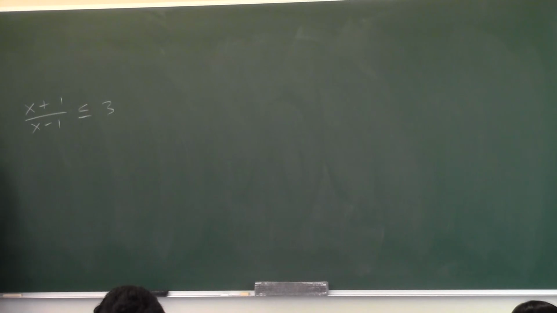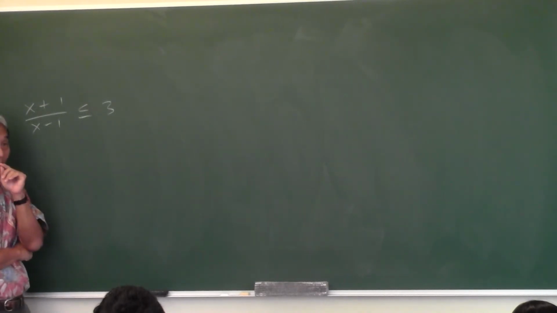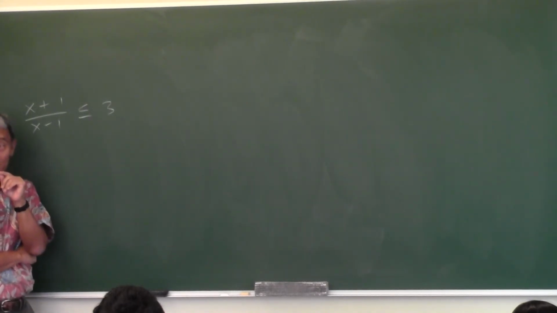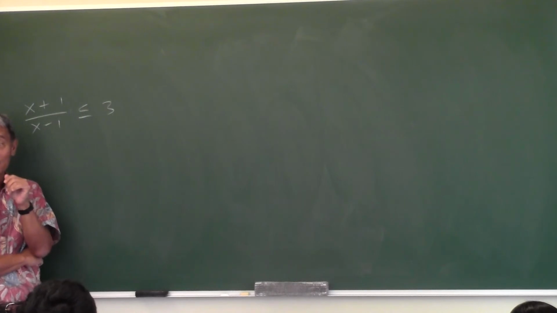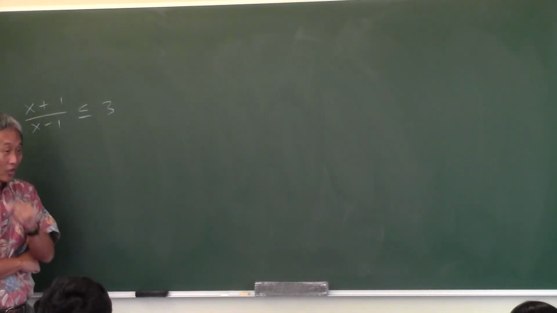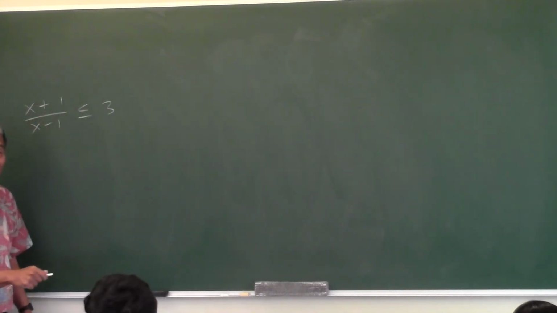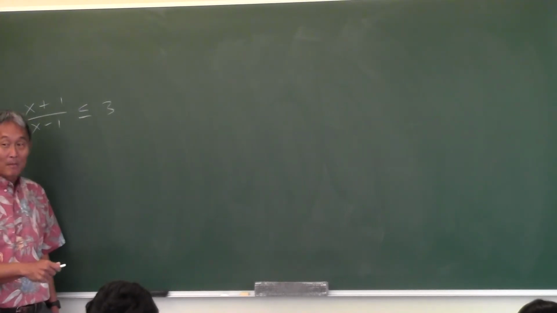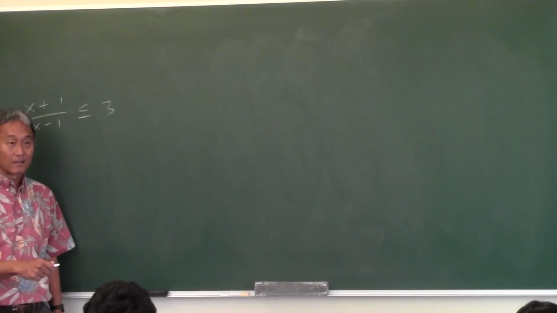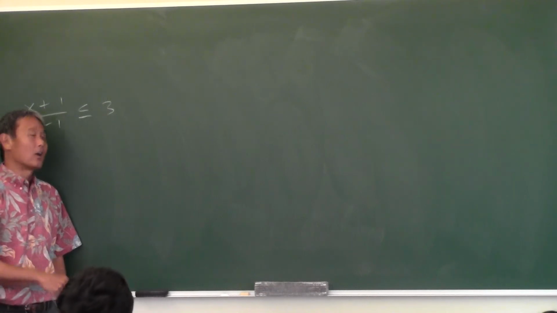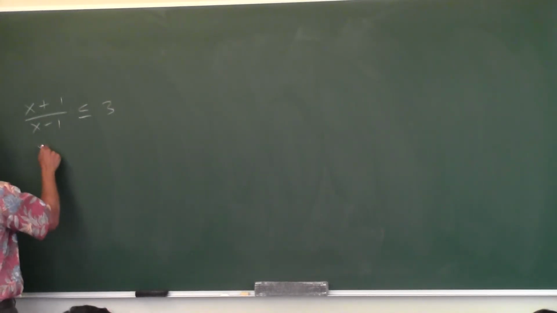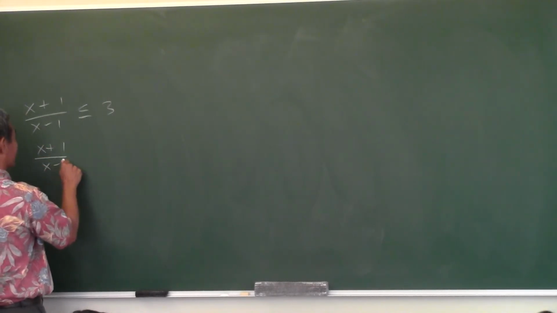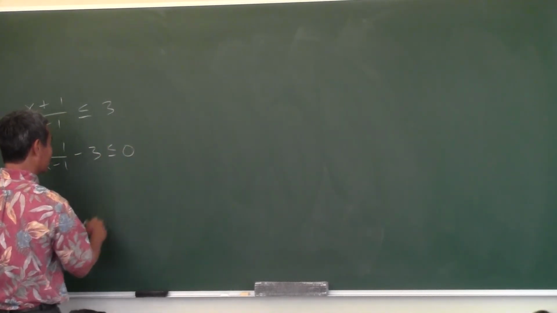But I don't think you want to. Or you could be clever. How come period 3 got this? You could multiply both sides by x minus 1 squared, because you know that's going to be positive, right? Because it's squared. Okay, but I don't like to do that. I'll show you what I do. I just do what I always do. Make one side 0.